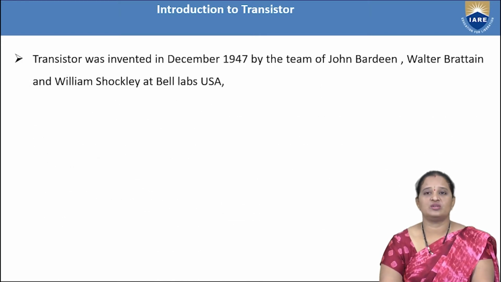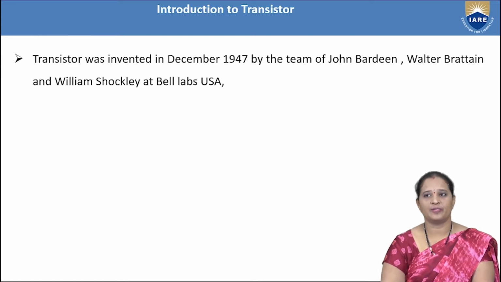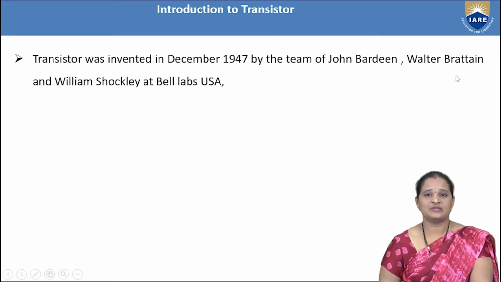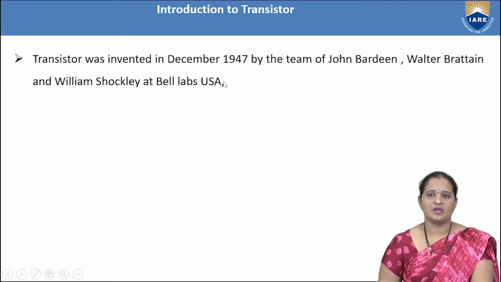The transistor was invented in December 1947 by the team of John Bardeen, Walter Brattain, and William Shockley at Bell Labs, USA. This is a team of 3 members who invented the transistor, and it was mainly introduced for the amplification purpose. So what do you mean by amplification? Why is the transistor used?